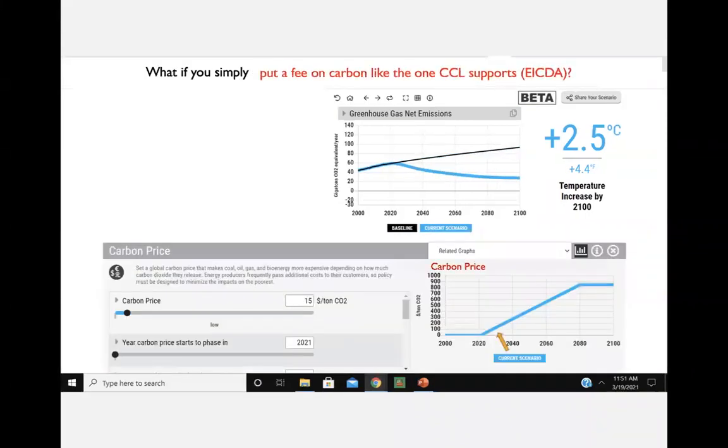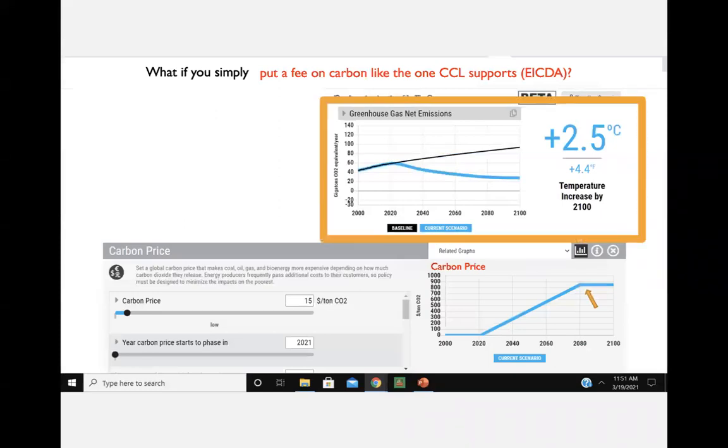However, if we go back to the business as usual model and only install a steadily rising carbon fee like the EICDA, we get the same result. That's just one bill.